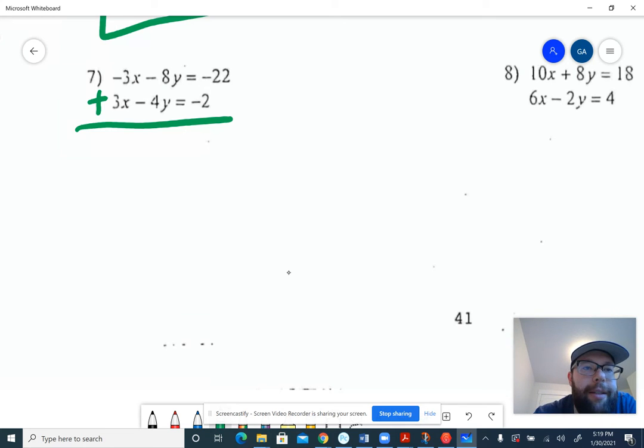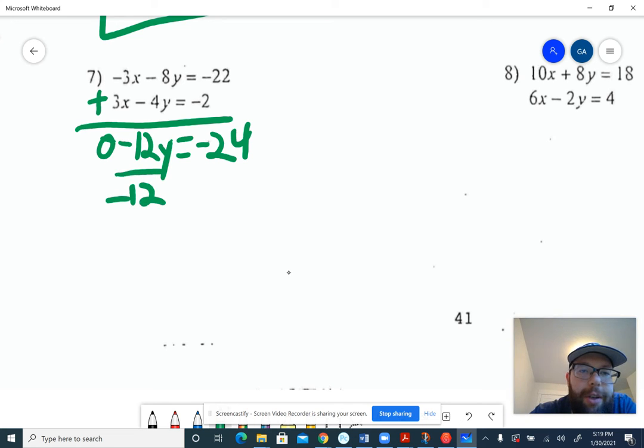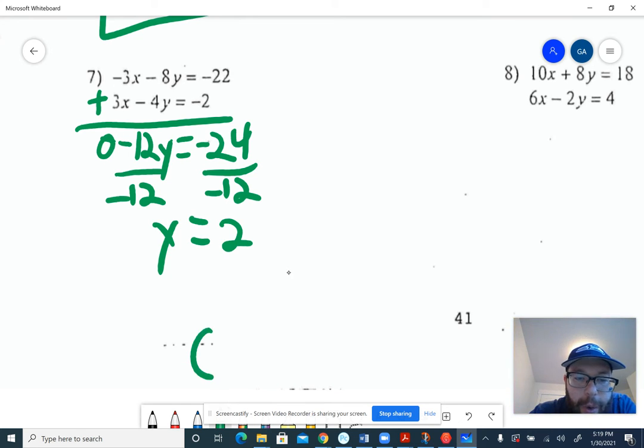Negative 3x plus 3x is 0. Negative 8y plus negative 4y would be negative 12y. Negative 22 plus negative 2 would be negative 24. Okay, and then I would just have to divide by negative 12 to solve for the y. And that's going to give me y is equal to positive 2. So in my ordered pair, I know the y coordinate is going to be 2.